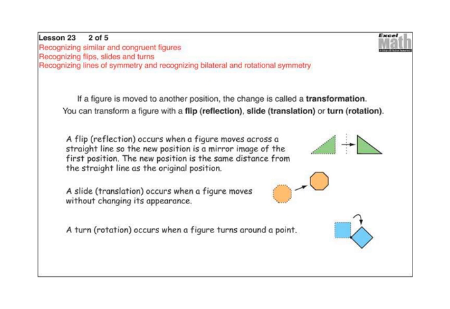So let's keep going. If a figure is moved to another position, the change is called a transformation. And many of you already know that transformation means change. So you can transform a figure with a flip, called a reflection, a slide, which is also called a translation, or a turn, which is called a rotation.